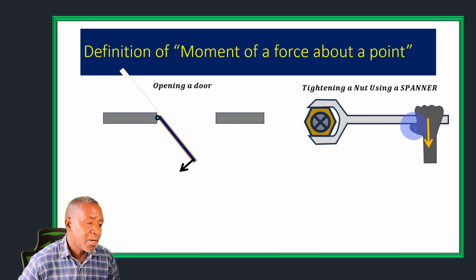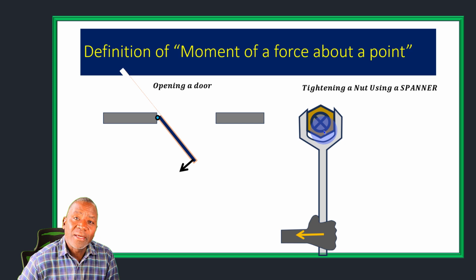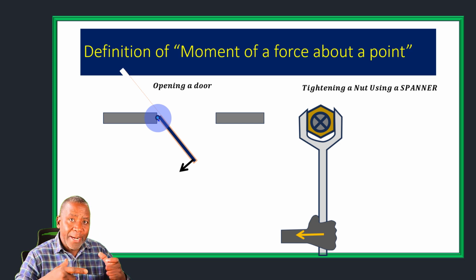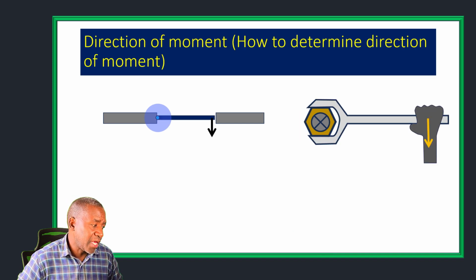Okay? How about the nut when it is being tightened using the spanner? Again, you can see that it is turning in that direction. Notice that the turning point is this point here, the center of the bolt, while the turning point for the door is the hinge. We are looking at the plan of the building.